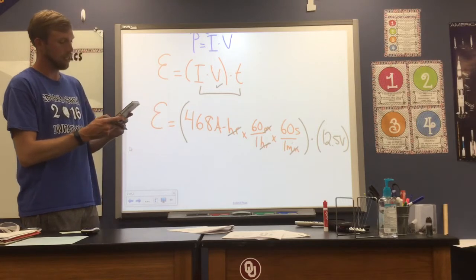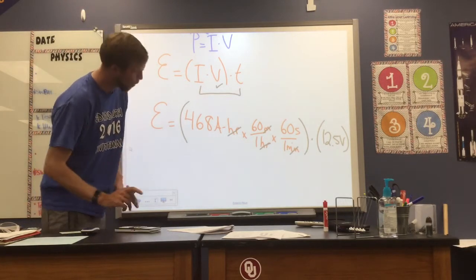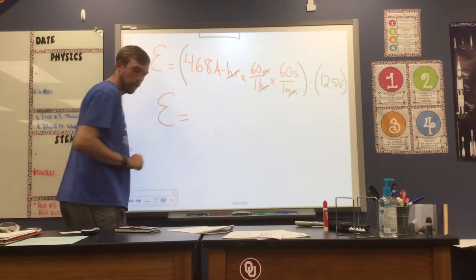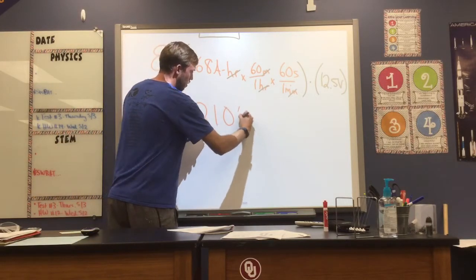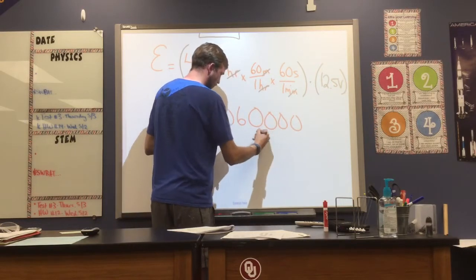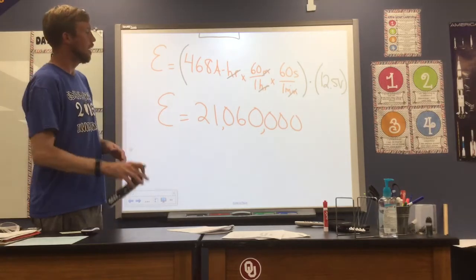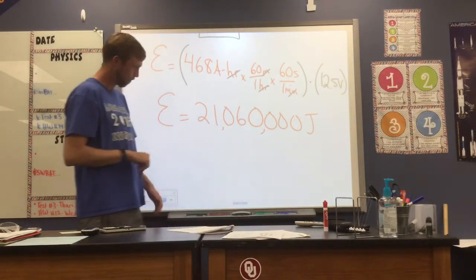We'll go ahead and take a moment to plug that in: 468 times 60 times 60 times 12.5. Now I'm going to get a pretty large number here. So E, our energy, is equal to 21,060,000, and energy is measured in joules, as long as we're in SI units, which we are here.